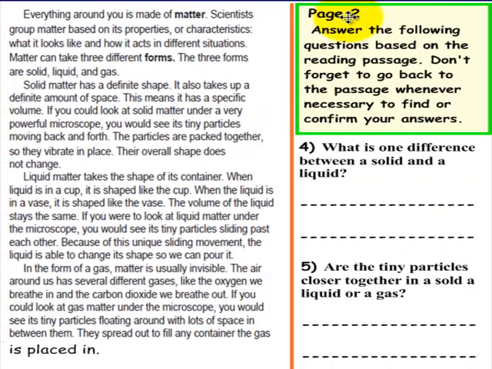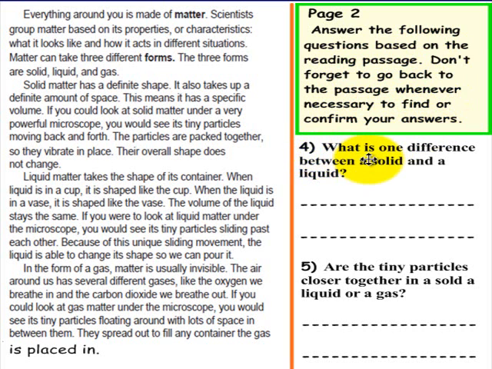Page 2. Please do not pick up a pen until you're asked to do so. Answer the following questions based on the reading passage. Don't forget to go back to the passage whenever necessary to find or confirm your answers.